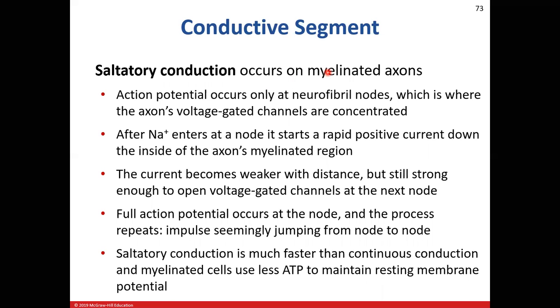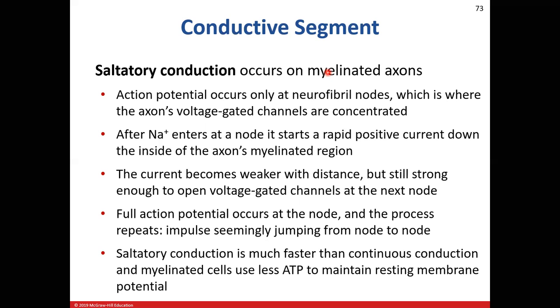As sodium enters at a node, it actually starts a rapid positive current down the inside of the axon's myelinated region. And so it moves the signal and moves the current inside the area that's surrounded by our Schwann cell, or around the area that has the myelination. As it goes across that myelinated area, it becomes just a little bit weaker, but it's still strong enough to open the voltage gated channels at the next node. The full action potential occurs then at the node, and the process repeats. And so what it actually appears like then is that the signal is really jumping from node to node.